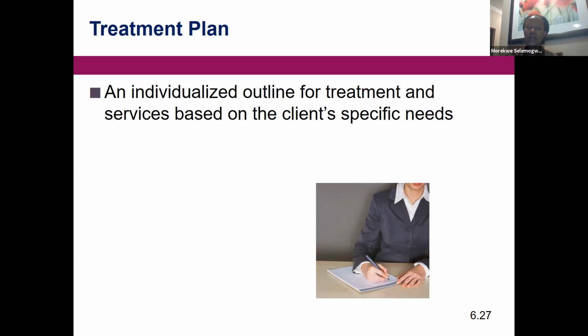I know in some facilities, sometimes we have a generic treatment plan, but it doesn't always necessarily meet the needs of our clients. That's why it's important to do a very thorough and extensive information gathering about our client. So to note, it's individualized, and it has to meet the client's specific needs.